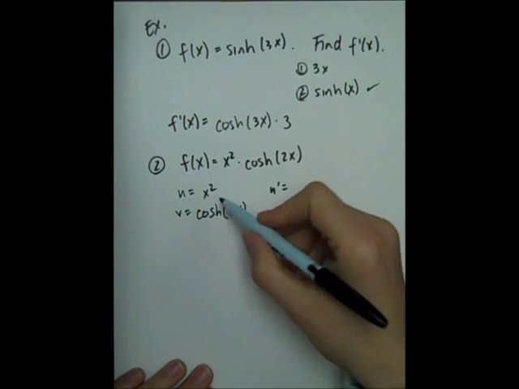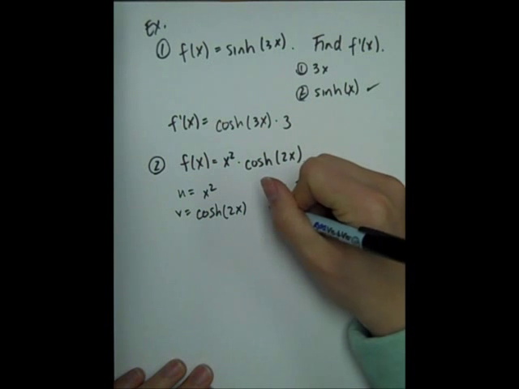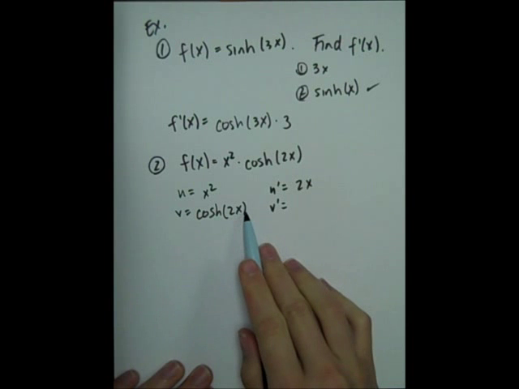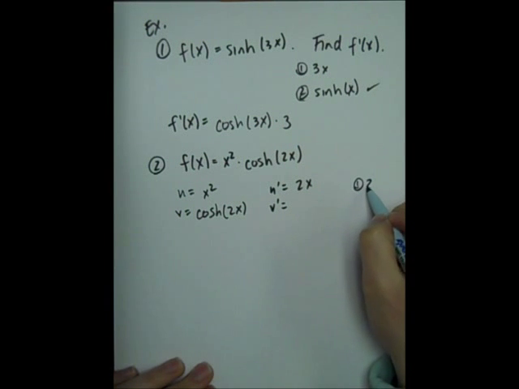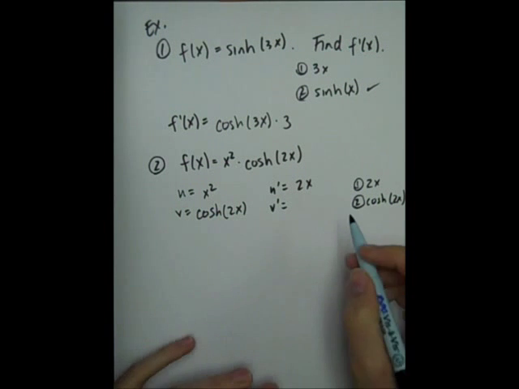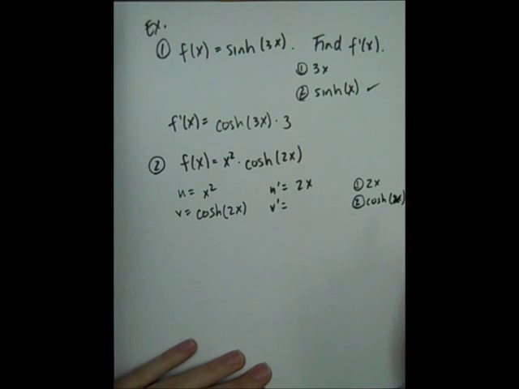What's u prime? Well, the derivative of x squared is just 2x. What about the derivative of hyperbolic cosine of 2x? Well, this isn't just an x on the inside, so I got a chain. Inside function's 2x, outside function hyperbolic cosine of 2x. So just x, not 2x here.